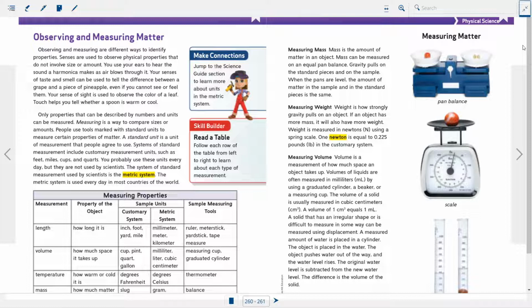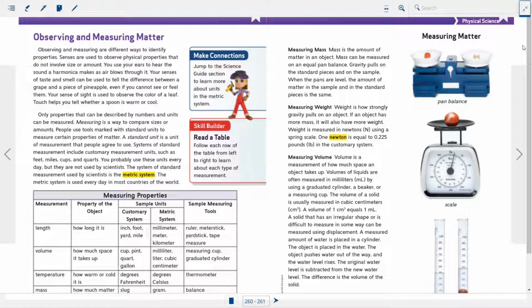When the pans are level, the amount of matter in the sample and in the standard pieces is the same. So once it's even on both sides, it's not tipping more towards one side or the other, you know that they're equal. Now to measure weight, weight is how strongly gravity is pulling on an object. So if an object has more mass, it'll also have more weight.